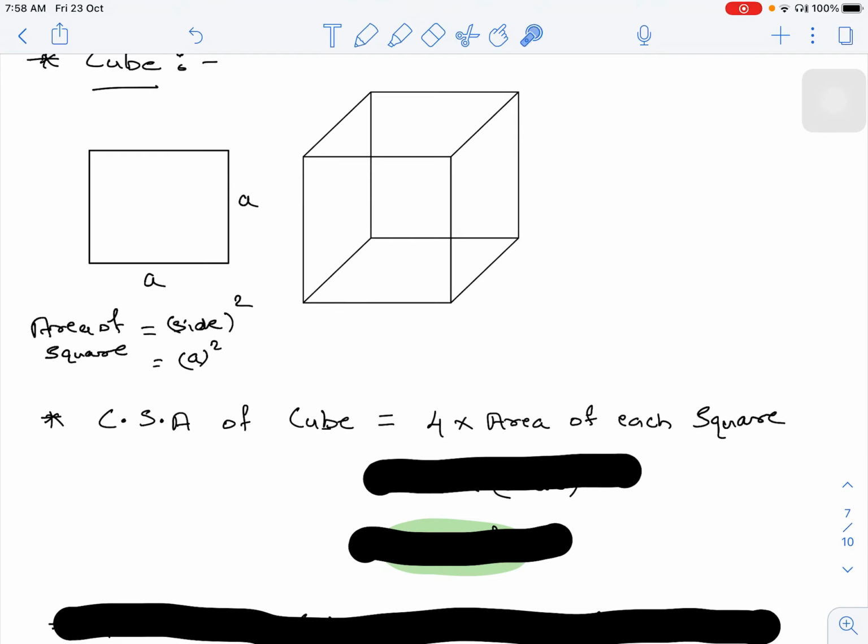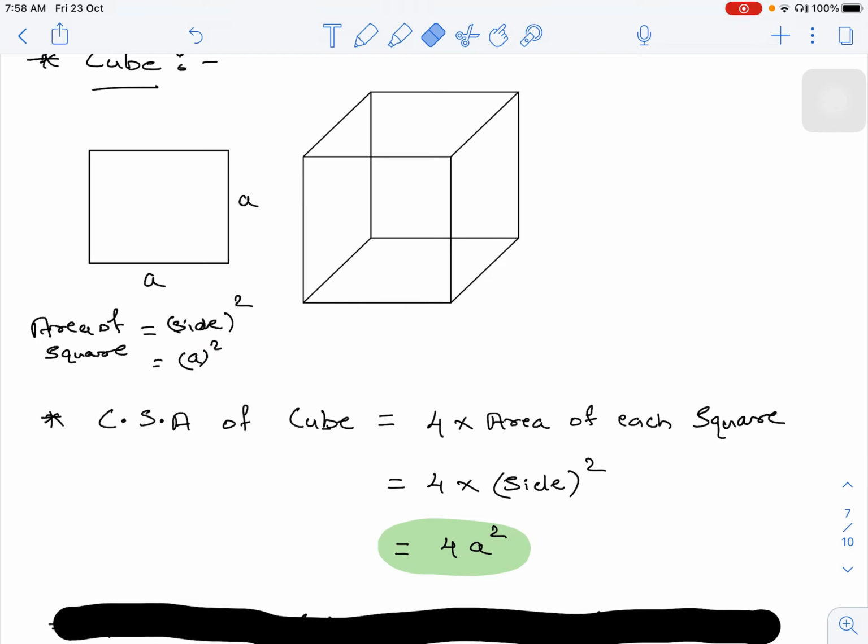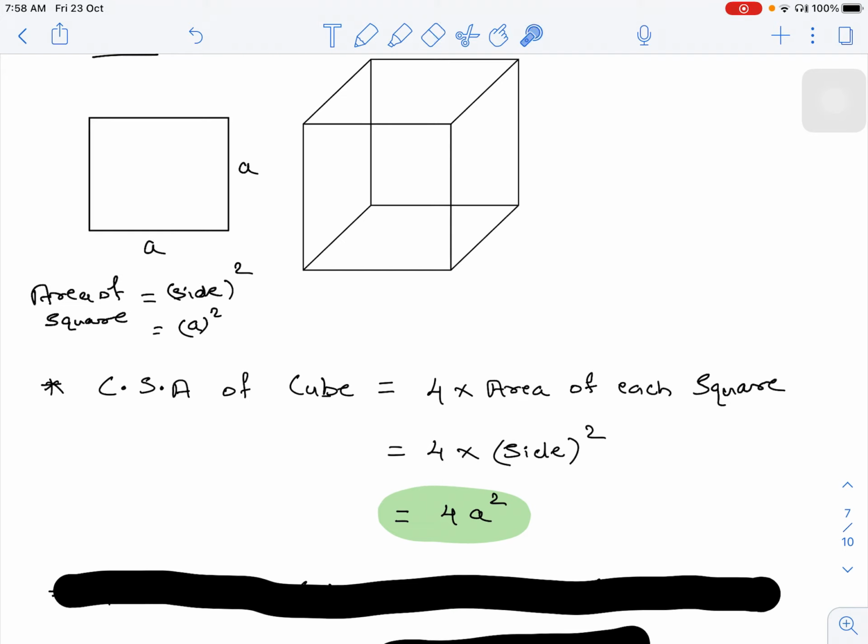Now, in curved surface, we consider only the squares which are sidewise. We are not considering the top and bottom. So sidewise there are four squares, so 4 into area of each square. Now what is the area of each square? We have already written here, that is side square. So that will be equal to 4 into side square. Now, if the value of each side is A, then the curved surface area of a cube will be 4a square. Hope you all must have understood up till here how we got this formula as 4a square.